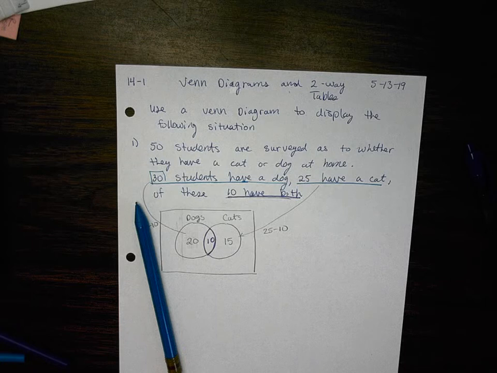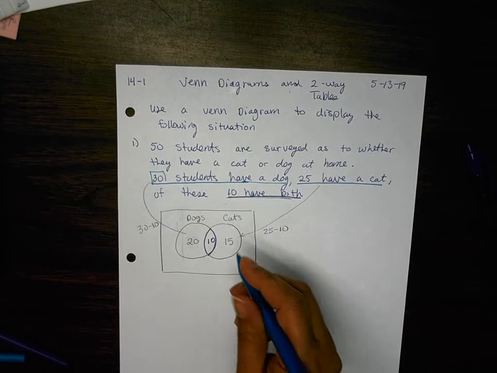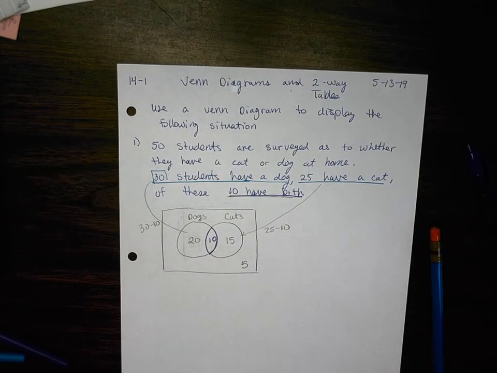What does it add up to? 55. Is it 55? 45? Okay. It is 45. Any thoughts? 5 have neither. She is correct. So we put it outside in this corner. And it doesn't matter where you put it as long as it's not in the circles.